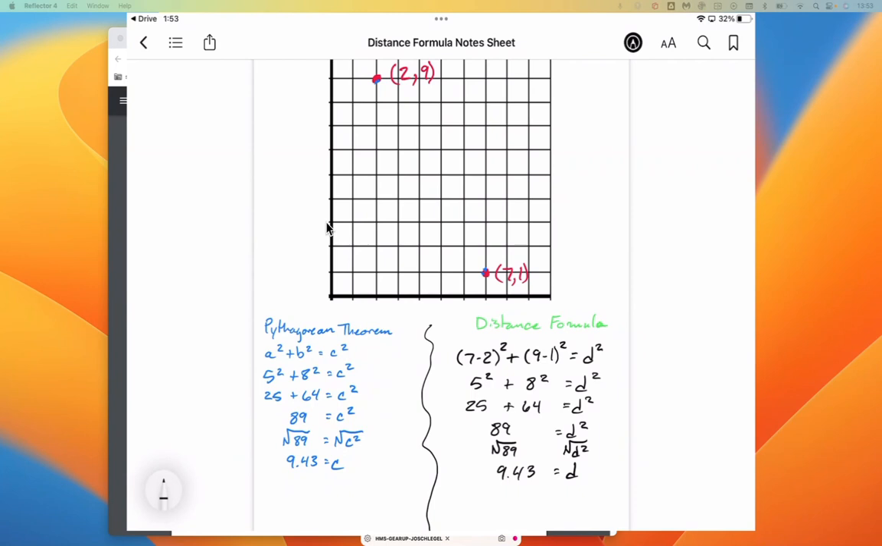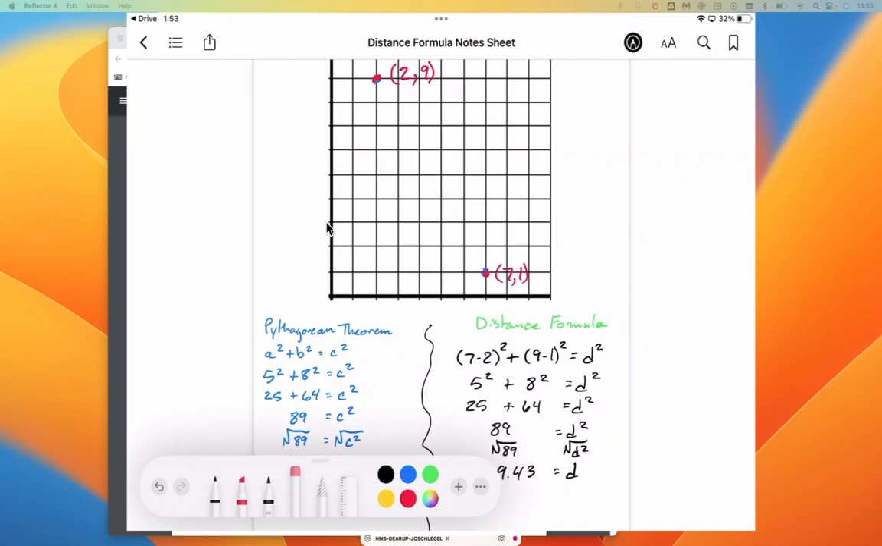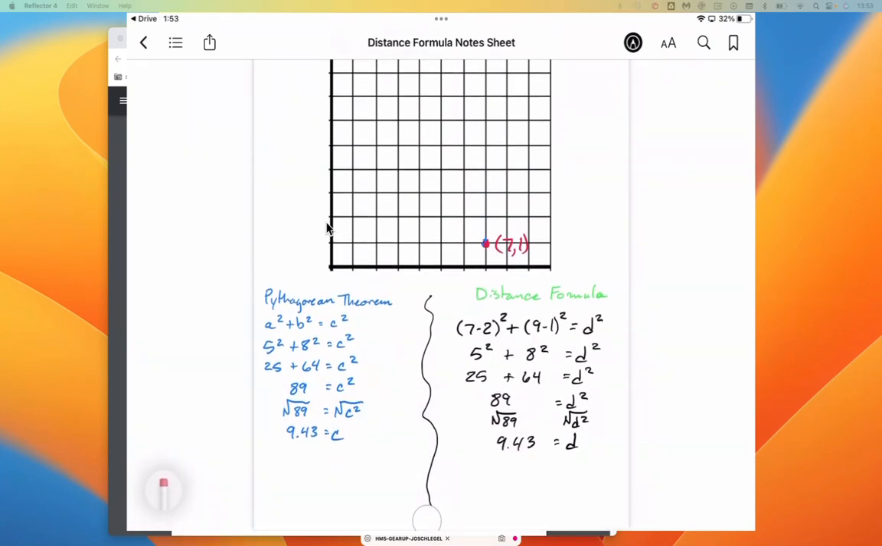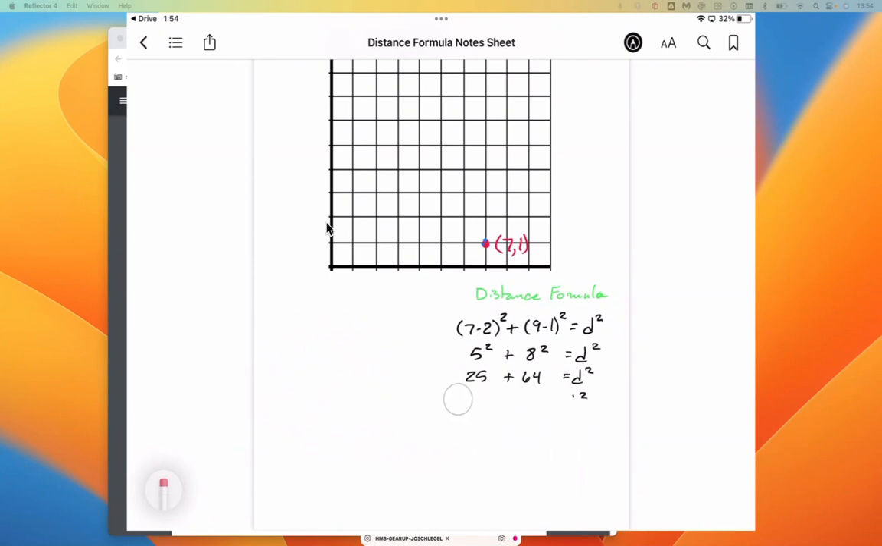So what we're going to do next is I'm going to leave this here for a moment to pause if we need to. I'm going to erase everything. And we're just going to talk about the distance formula by itself and kind of what it is and how we can create a formula that will work every single time.